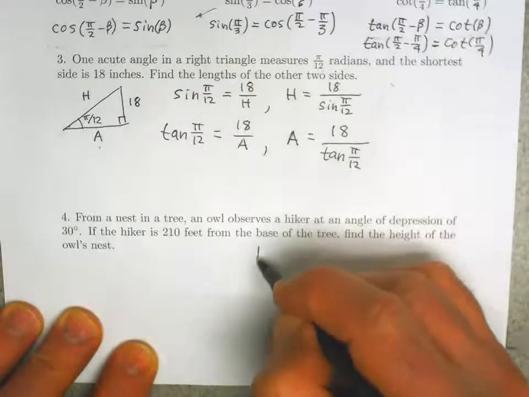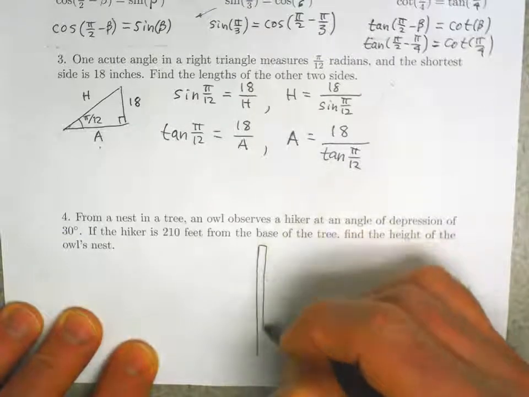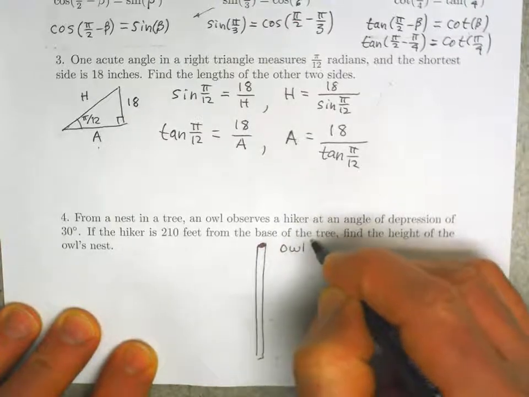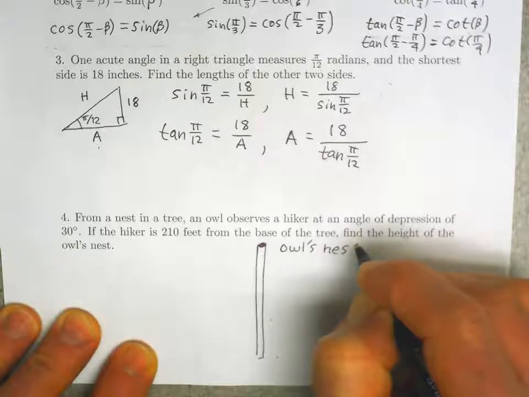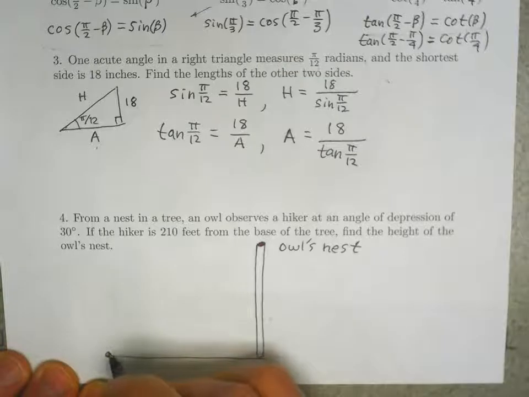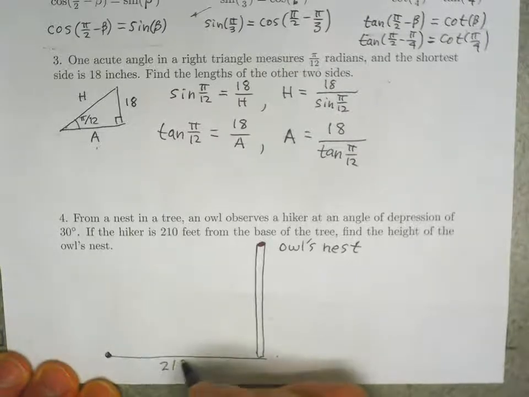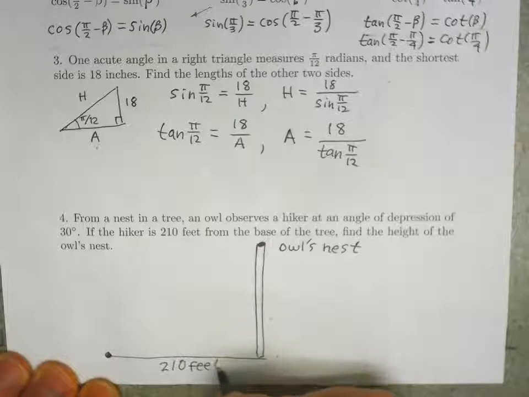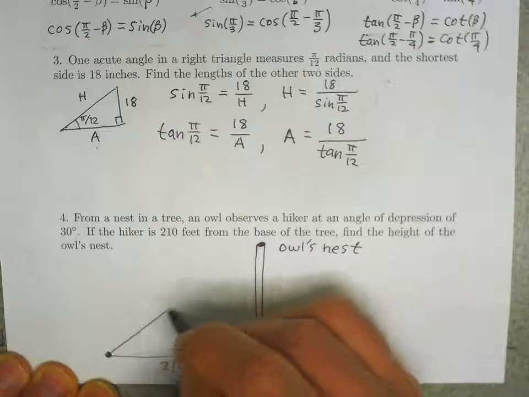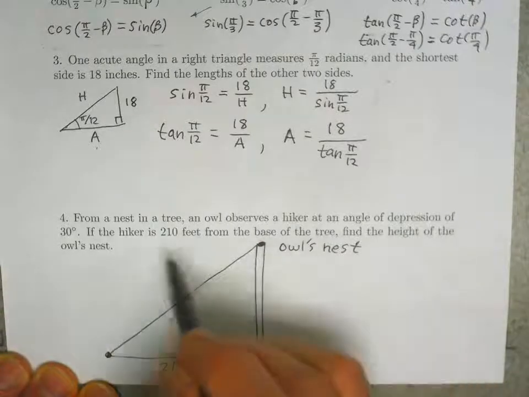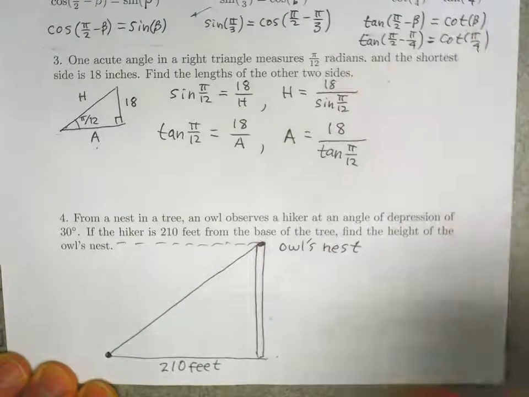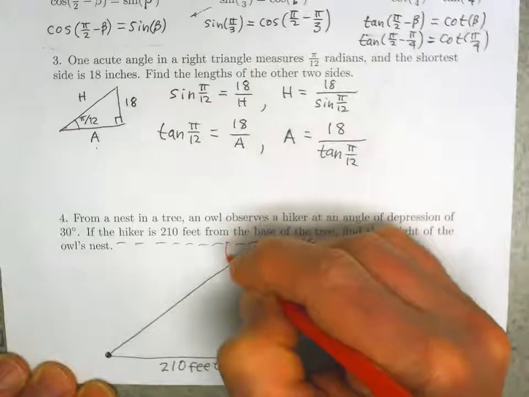Okay, so suppose here's the owl's nest. And the hiker is 210 feet from the base of the tree. The angle of elevation is 30 degrees. Sorry, I said that wrong. The angle of depression, that's this angle.